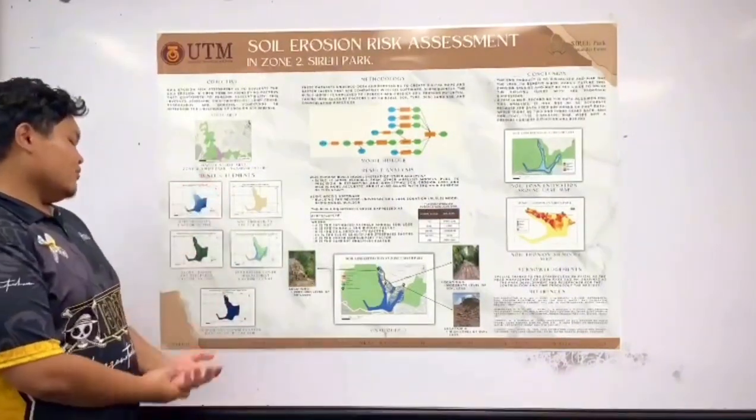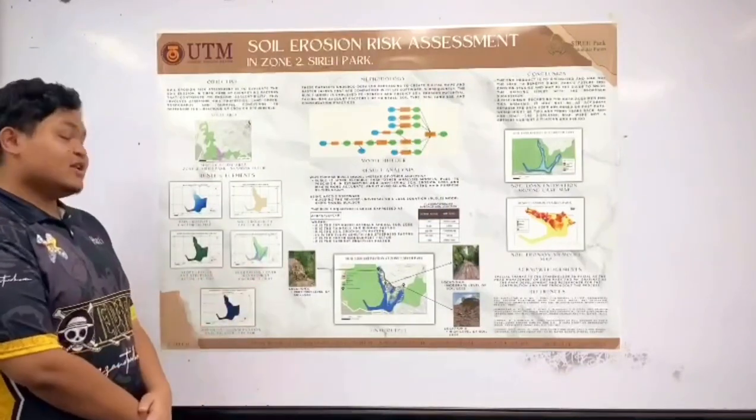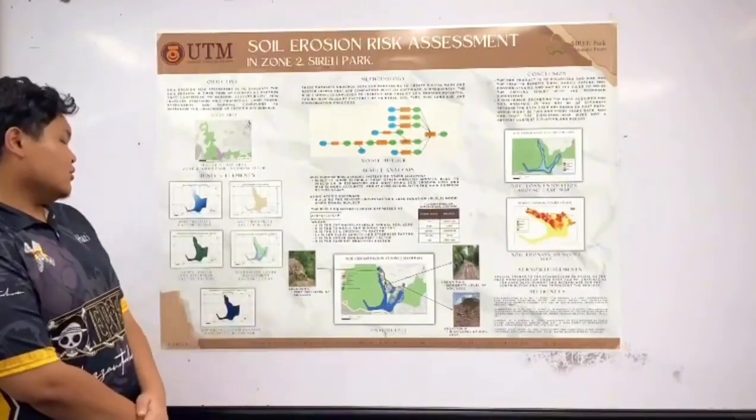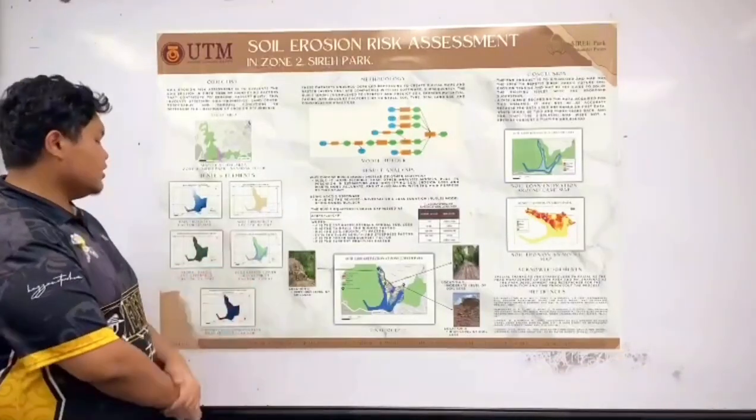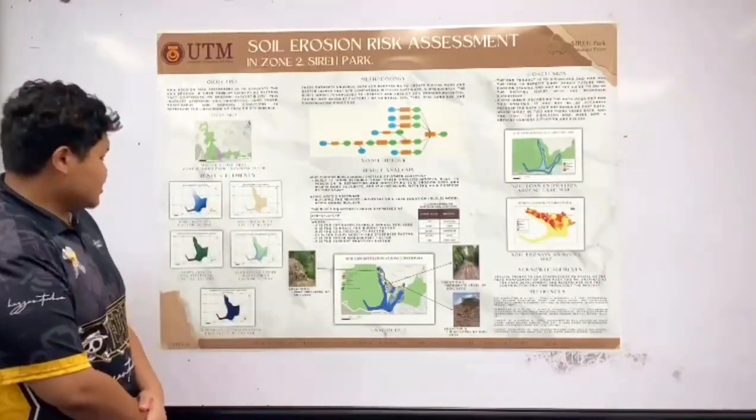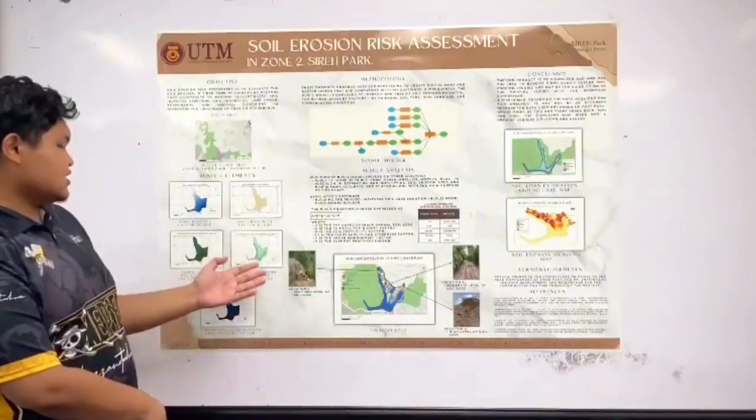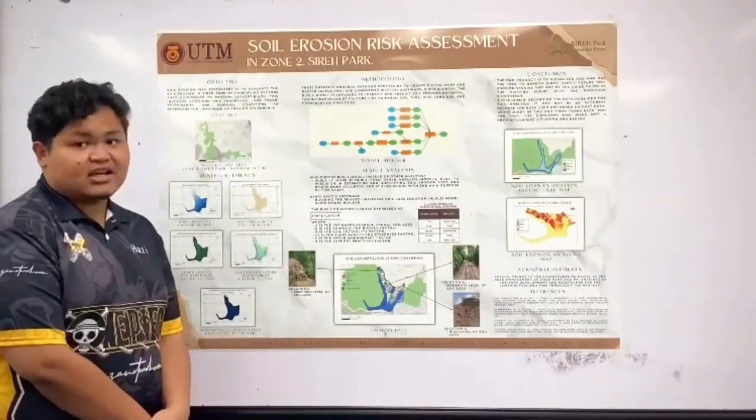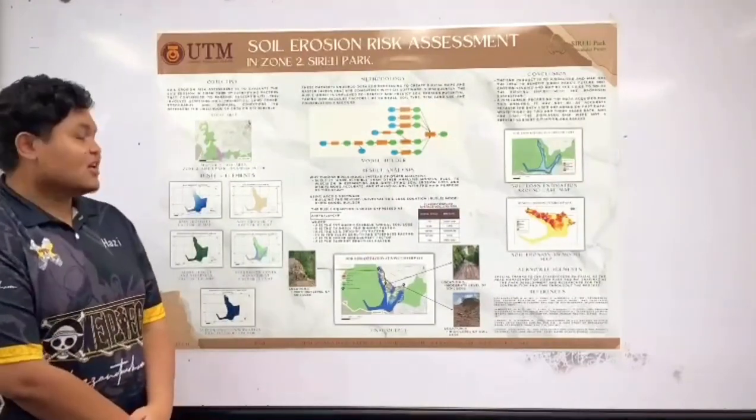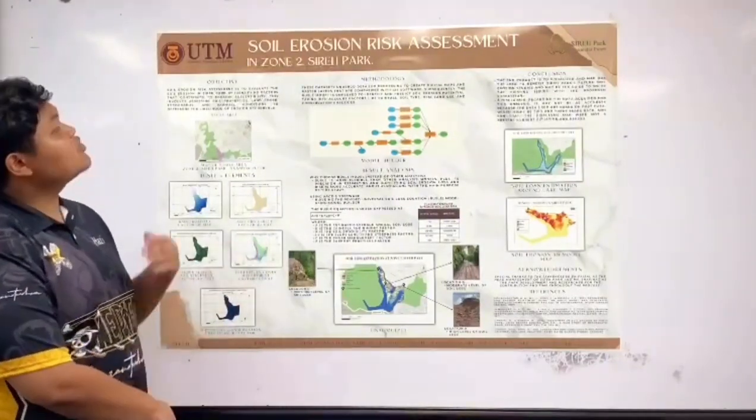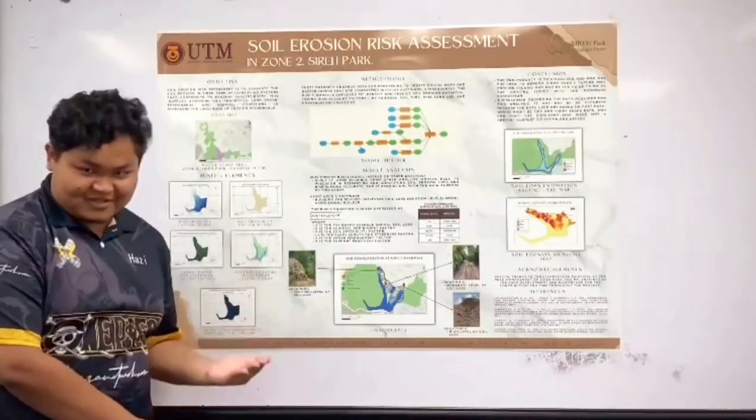For the fourth element we have the vegetation cover management factor C. What we can see here, the highest one, which is 1, is bare land. The second one is vegetation at 0.28, and the lowest one, 0, is water bodies. The highest one shows the possibility that erosion is going to happen.